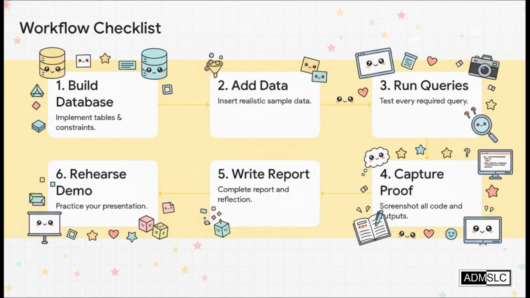So if you're wondering where to even begin, just follow this checklist in order. Implement your tables and constraints first, then add your realistic data. After that, test every single query and screenshot all the outputs. Now, step 5 is really important. Write your report and reflections. This isn't just about what challenges you faced. You also need to reflect on 2 huge database concepts, transactions and concurrency.